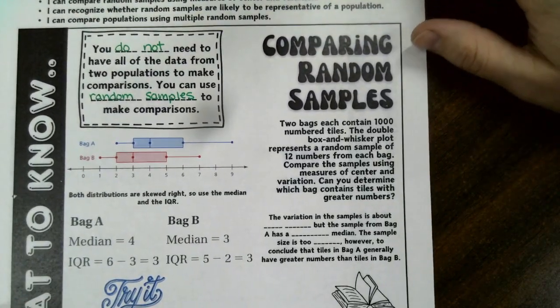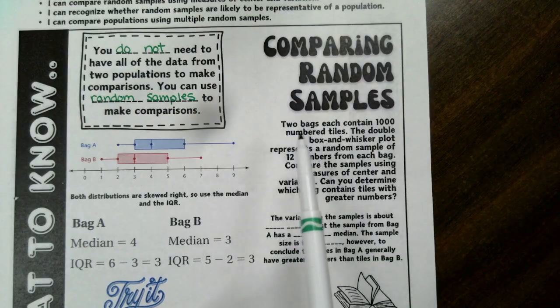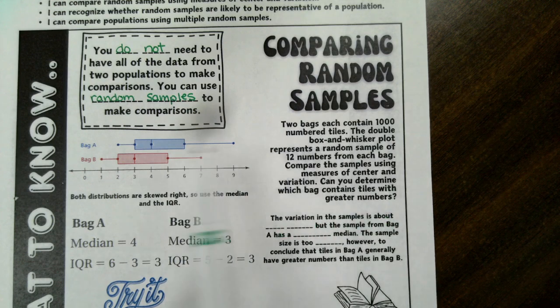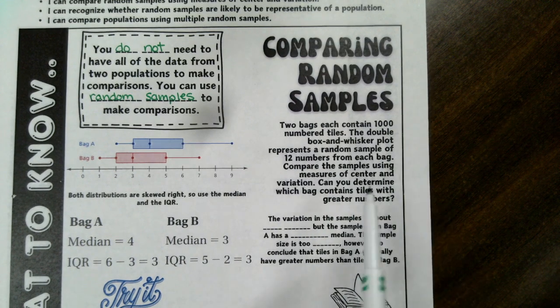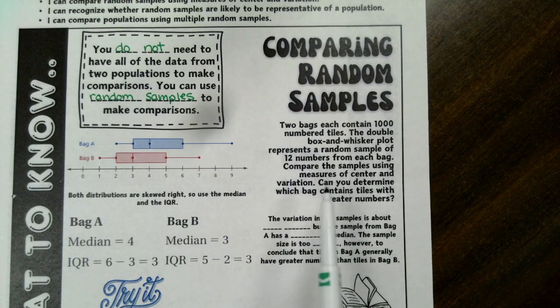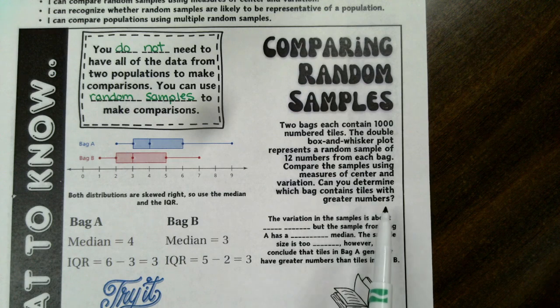So let's look at what we need to know here. Comparing random samples: 2 bags each contain 1,000 numbered tiles. That's a lot of tiles. The double box and whisker plot represents a random sample of 12 numbers from each bag. Compare the samples using measures of center and variation, which we worked on a lot in the last section. So if you're still feeling uncomfortable about measures of center and measures of variation, I want you to pull out your 8.3 notes, and I want you to keep those with you until you feel comfortable doing these, okay? Can you determine which bag contains tiles with greater numbers?